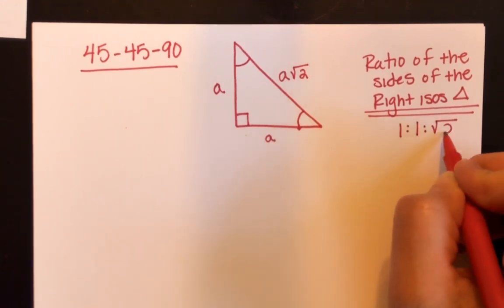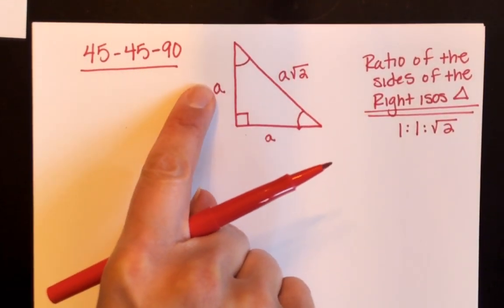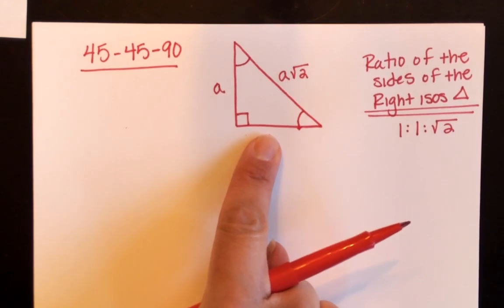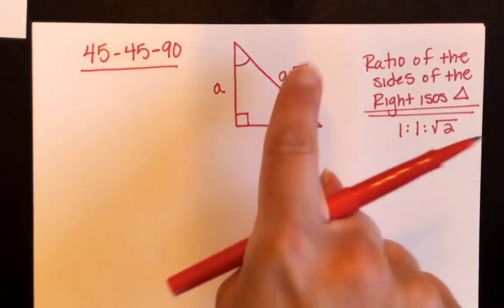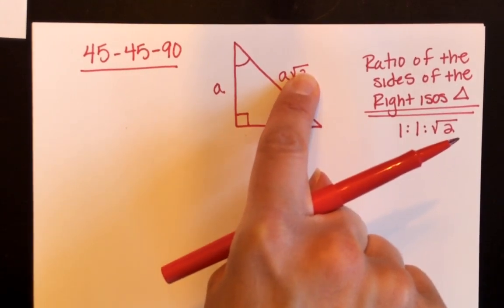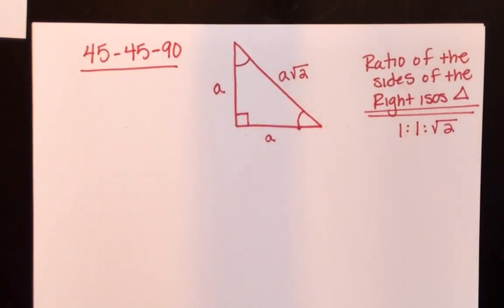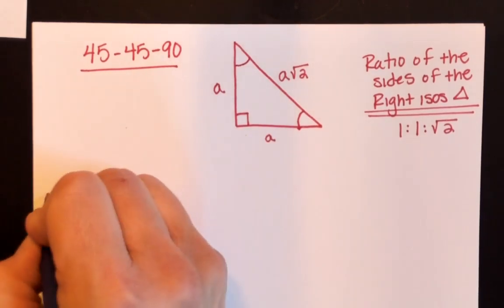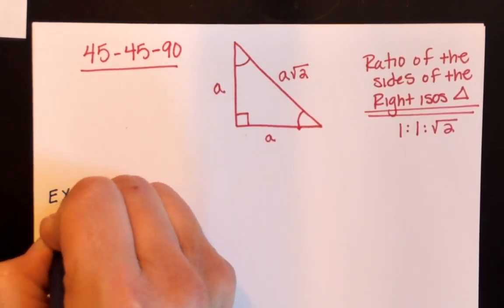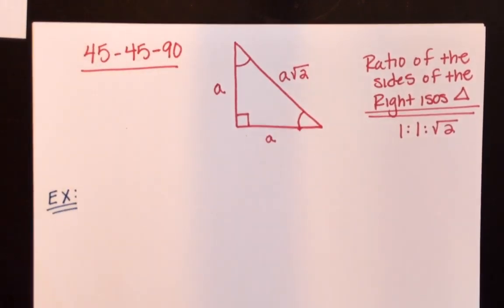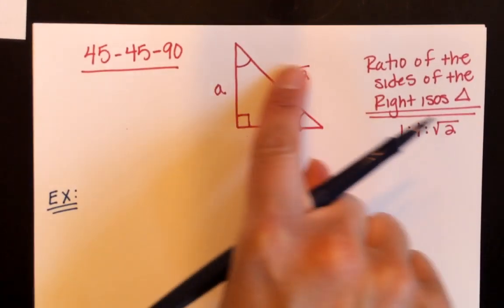So that means whatever this side is, this side will be identical. That's what 1 to 1 means. And whatever these two sides are, this side would be that radical 2. So we're going to look again. Very similar. They're going to look the same. This time, though, instead of going through the Pythagorean theorem, we're going to do it using this setup. And I'm going to show you how that'll work.